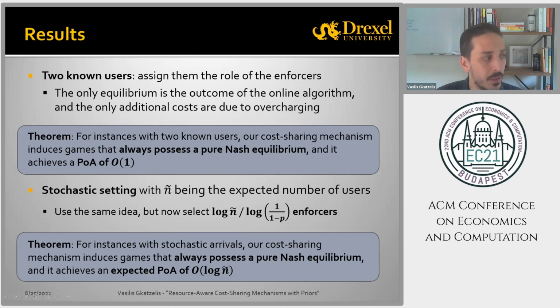So what we have here then are the main results. The results are of two flavors. If we have two users that we know are going to be present, then we just assign them the role of the enforcers. And the only equilibrium is the outcome of the online algorithm. The only additional cost that we pay beyond the online algorithm's approximation is because we overcharge some people to ensure that this is an equilibrium. But we make sure that the outcome has constant price of anarchy.